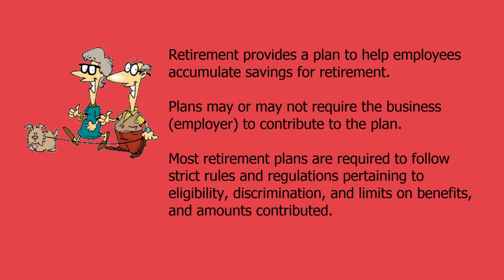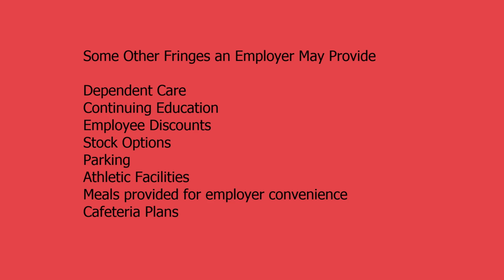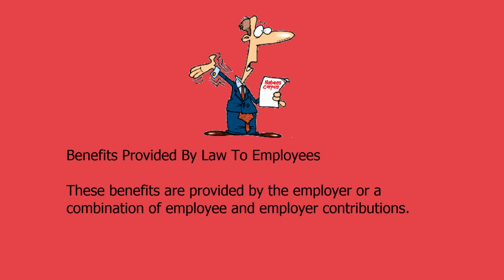Retirement provides a plan to help employees accumulate savings for retirement. Plans may or may not require the business employer to contribute to the plan. Most retirement plans are required to follow strict rules and regulations pertaining to eligibility, discrimination, and limits on benefits and amounts contributed. Some other fringes an employer may provide: dependent care, continuing education, employee discounts, stock options, parking, athletic facilities, meals provided for employer convenience, cafeteria plans. Benefits provided by law to employees are provided by the employer or a combination of employee and employer contributions.